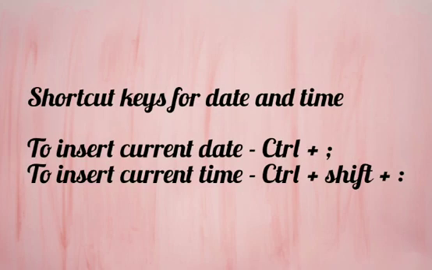Shortcut key for date and time. To insert current date into a cell, select the cell and press Ctrl plus semicolon. To insert current time to a cell, select the cell and press Ctrl plus Shift plus colon.